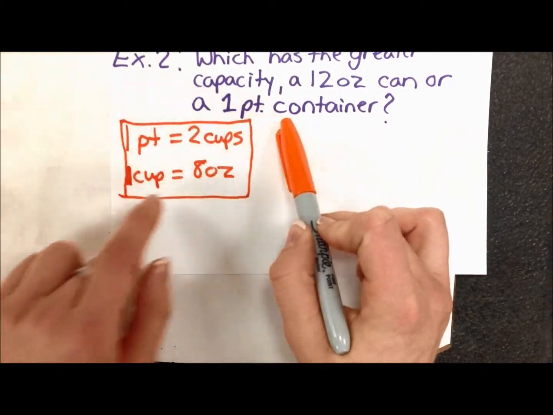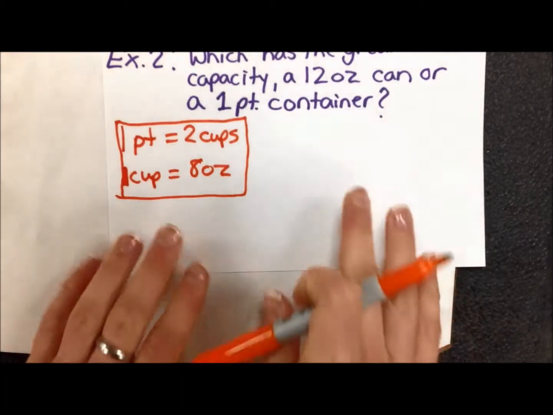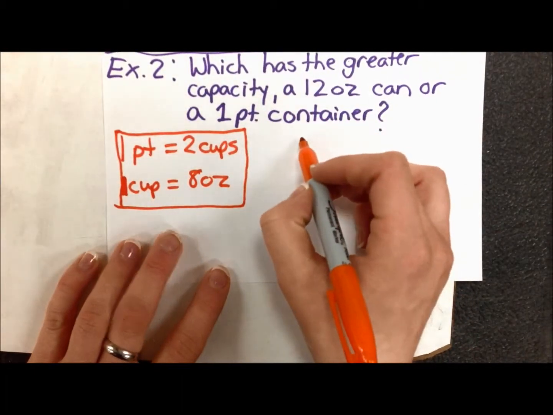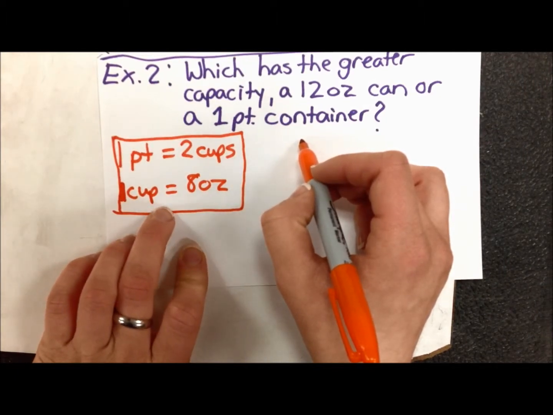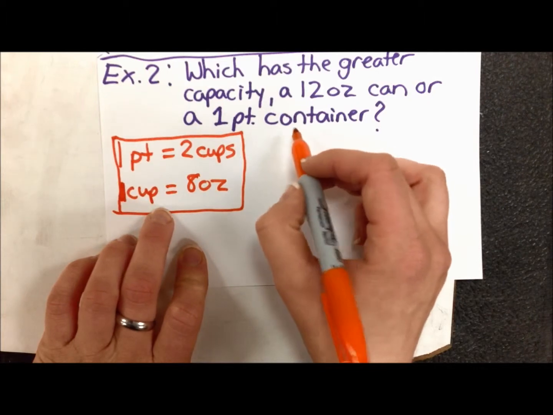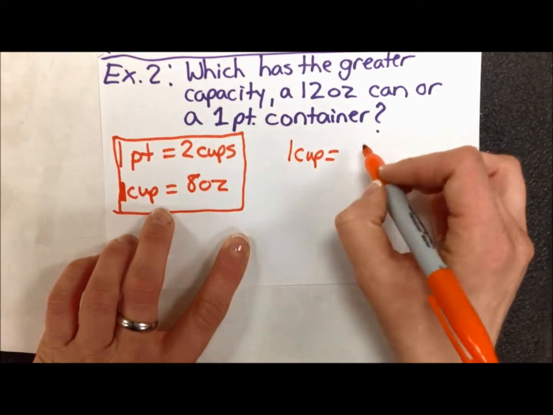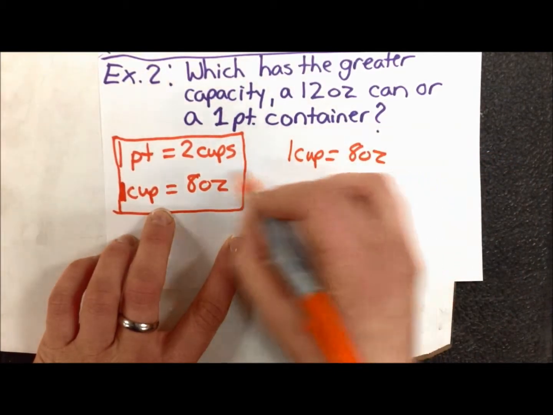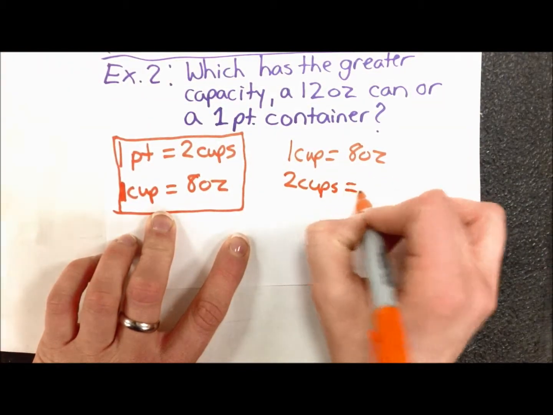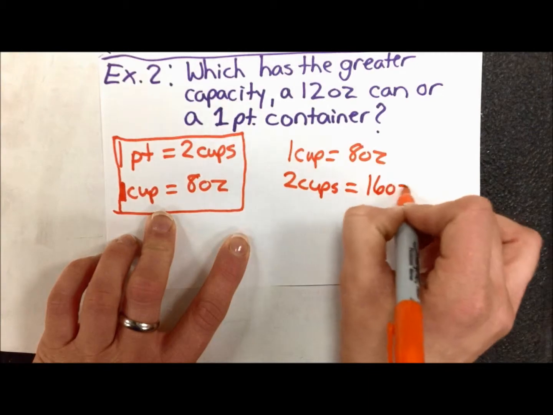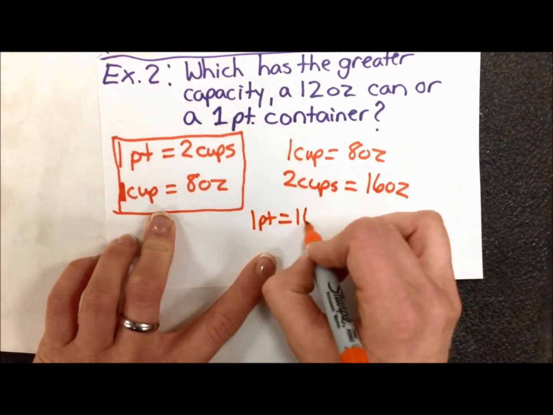I need a 1-pint container, so that means I need to find out how many ounces are in a pint. So if 1 pint is equal to 2 cups and 1 cup is equal to 8 ounces, and I have 1 pint, which is the same thing as 2 cups, that means I have 2 cups, which would equal 8 times 2, which is 16 ounces. Okay, so 1 pint is equal to 16 ounces.